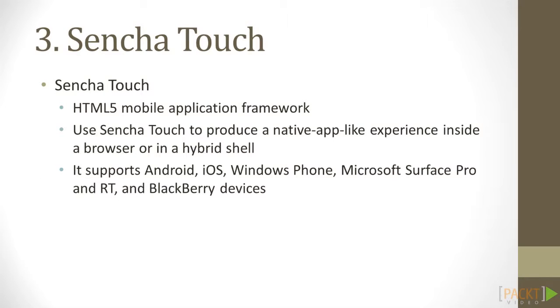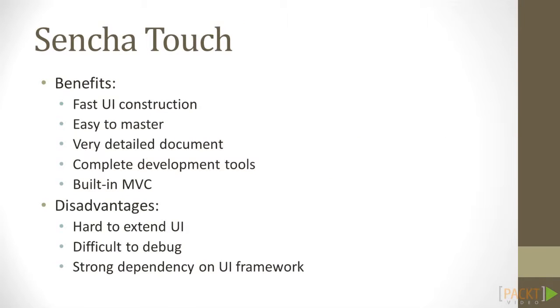Sencha Touch is a high-performance HTML5 mobile application framework. You can use Sencha Touch to produce a native app-like experience inside a browser or in a hybrid shell. Sencha Touch supports Android, iOS, Windows Phone, Microsoft Surface Pro and RT, and BlackBerry devices. Sencha Touch allows developers to build UIs quickly without worrying about the difference between mobile browsers. The detailed Sencha Touch documentation helps a lot if you want more details, and it's not difficult to master.